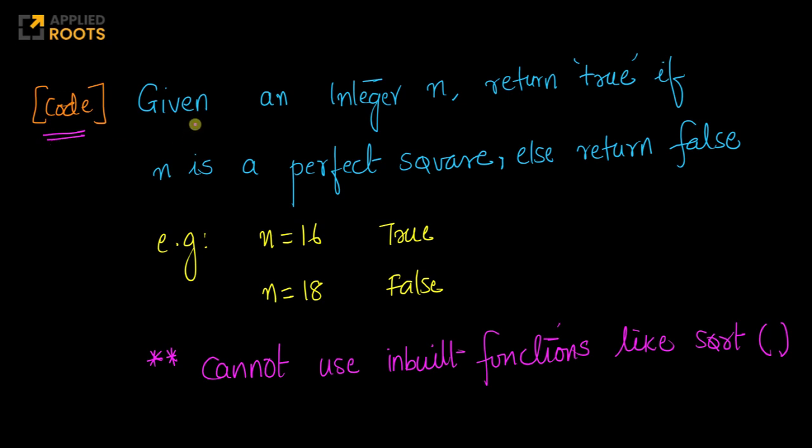So the question is as follows. Given an integer n, return true if n is a perfect square, else return false. For example, if n is 16, because 16 is a perfect square, because 16 can be written as 4 square and 4 itself is an integer, so we return true. On the other hand, the square root of 18 is not exactly an integer, and hence we return false. That's the definition of what a perfect square is.